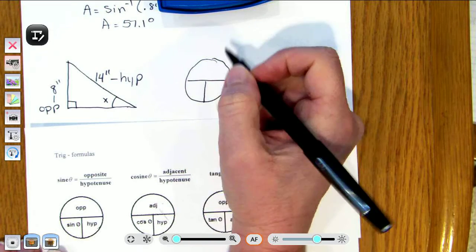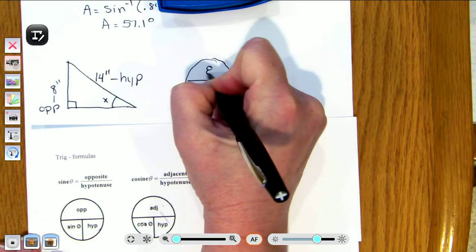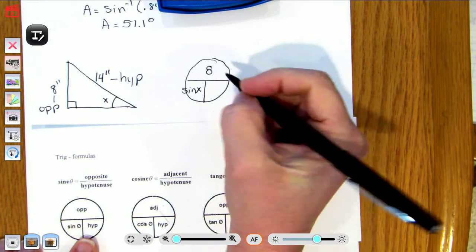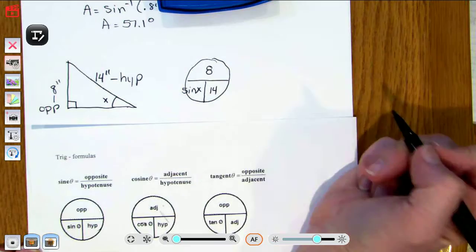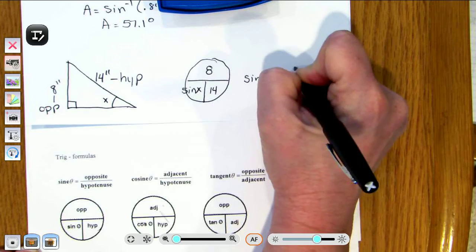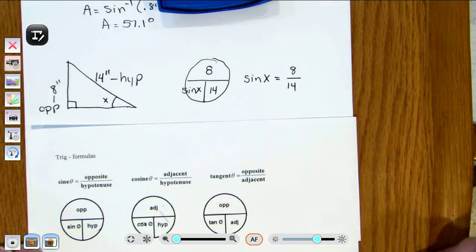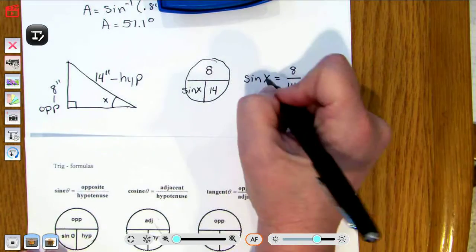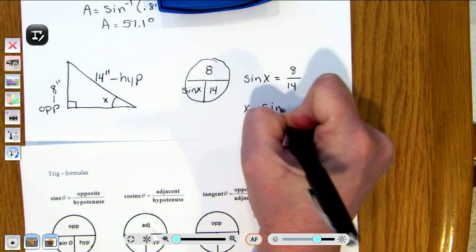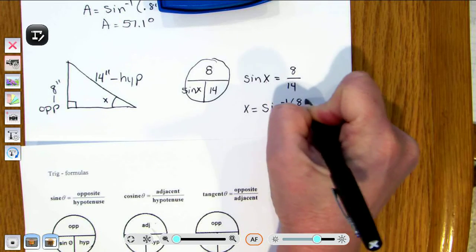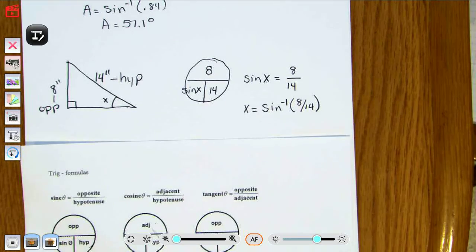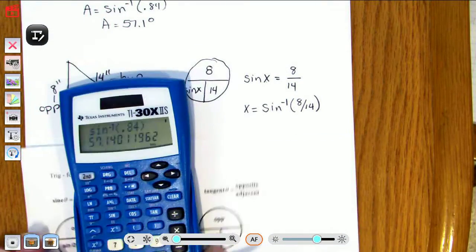All right, so putting in my pieces, my opposite was 8. My sine is the unknown part, and my hypotenuse is the 14. So this means that the sine of x is 8 over that 14. Which, to find x, I'm going to do that inverse sine, or undo the sine of the 8 over 14. And that's exactly how I'm going to type it into my calculator to get my answer.